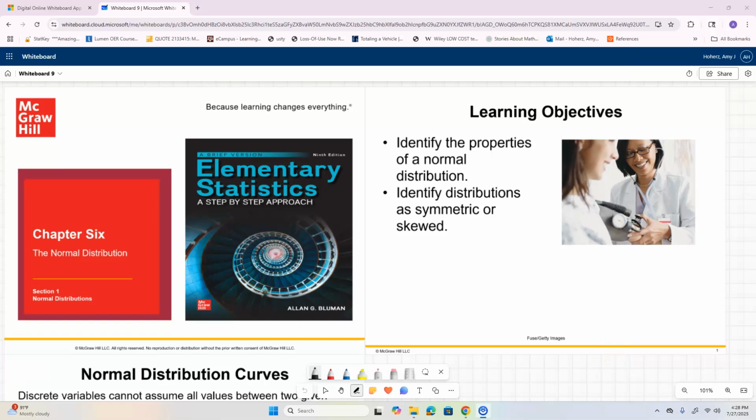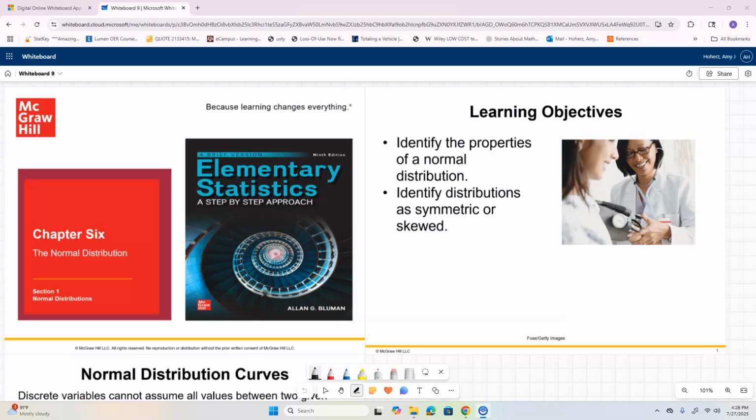So with chapter 6, we are going to return fully to statistics concepts, moving away from the probability. And the first chapter that we're going to start with here is on the normal distribution. Chapter 6 is devoted wholly to the normal distribution.